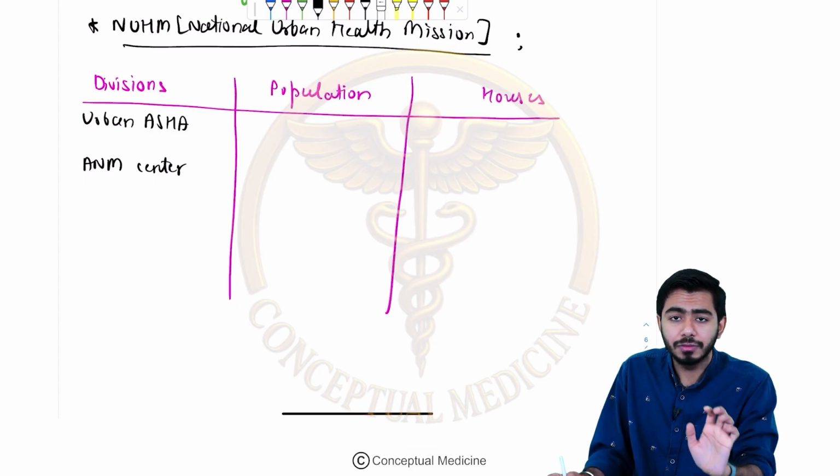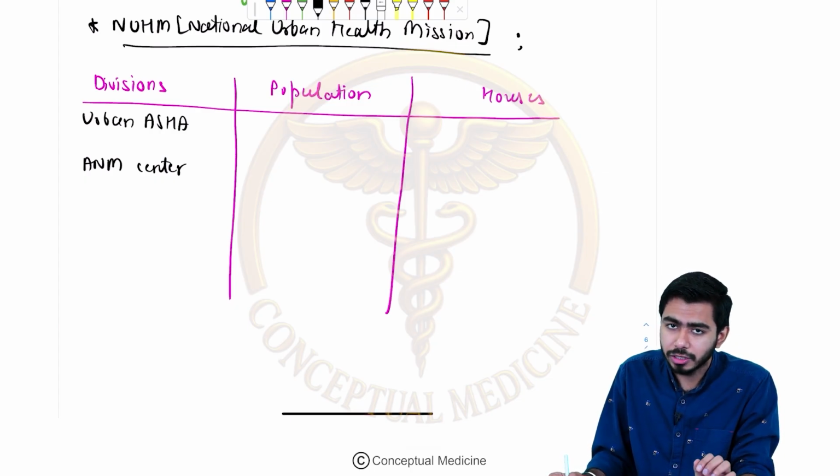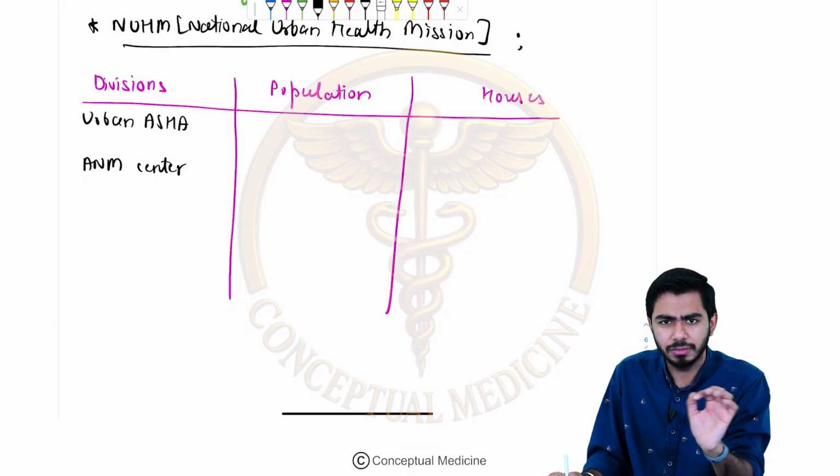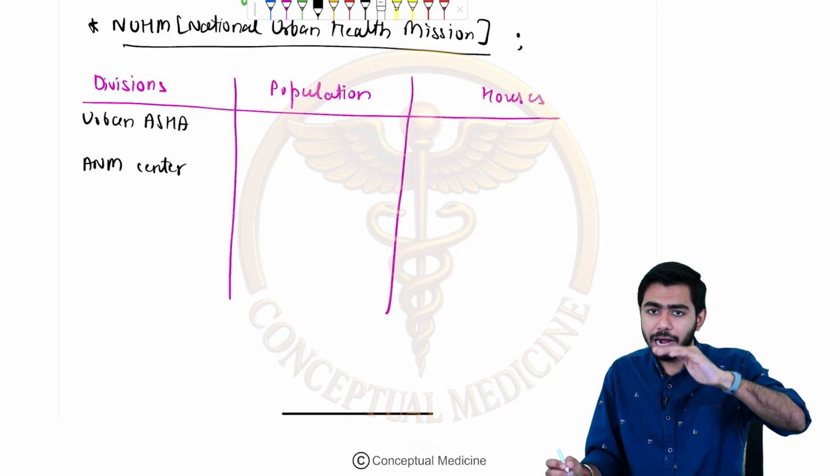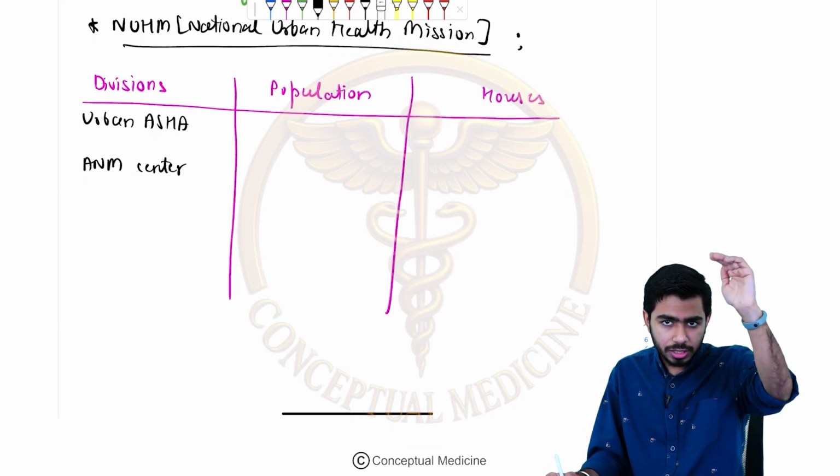Okay, so ANM is working at the level of the sub-center. I told you the ANM and the multipurpose worker were working at the level of the sub-center. So here is the ANM center, right? Then after the sub-center we have the PHC, and then the CHC, and then the district hospital.